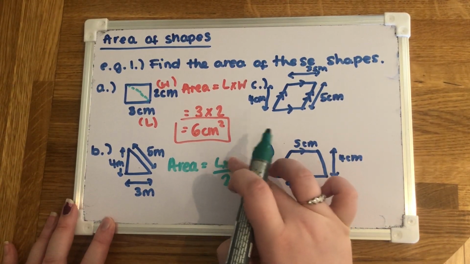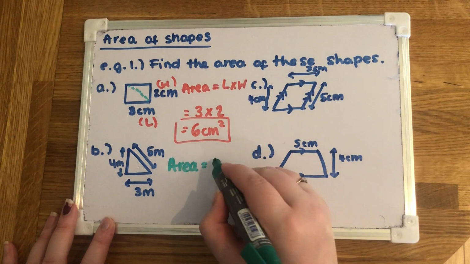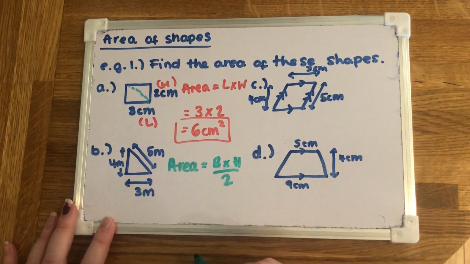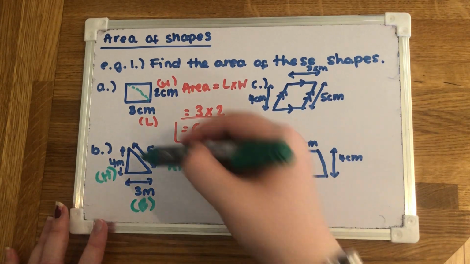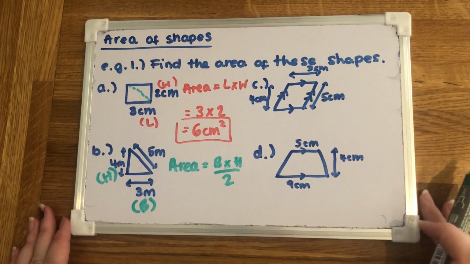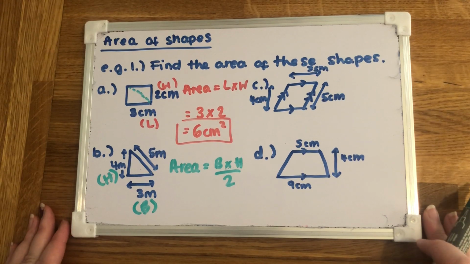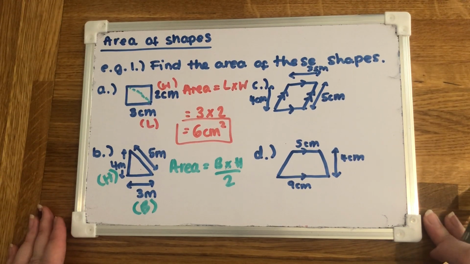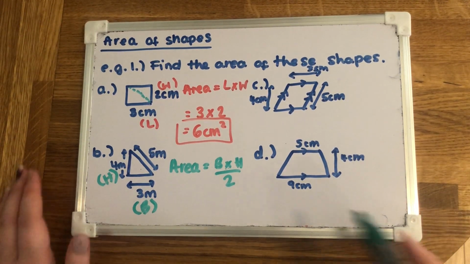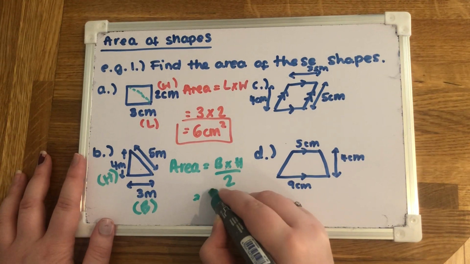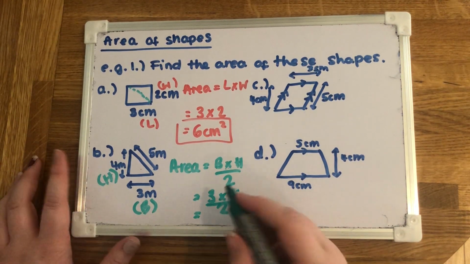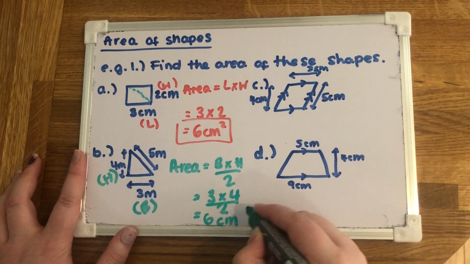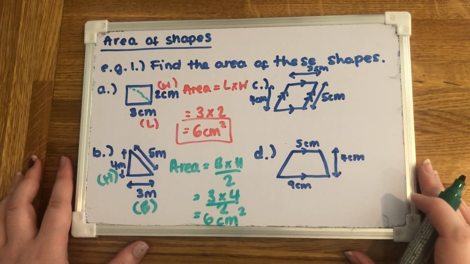I'm actually going to change that. I'm going to do base times height. Okay, so this is the base of the triangle, this is the height of the triangle. This long side here, if you've already done trigonometry, that's just the hypotenuse, which is the longest side, and you don't need that for the area. So we multiply those, so 3 multiplied by 4, and then we divide the answer by 2. So 3 times 4 is 12, divided by 2 is 6, so that's going to be 6 centimetres squared.